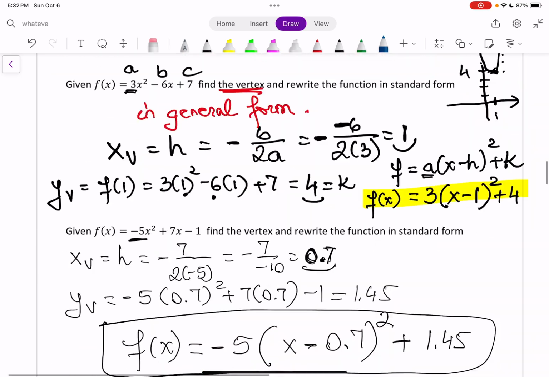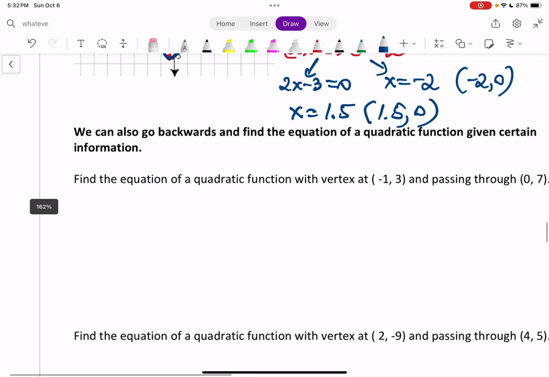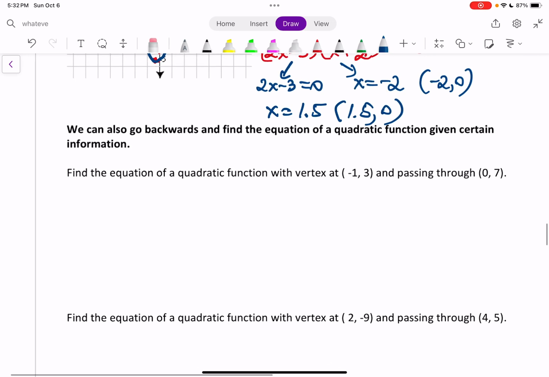Same thing here. When I want to find the equation of a quadratic function, I will simply want to use the standard form or the vertex form. So the a times x minus h squared plus k.